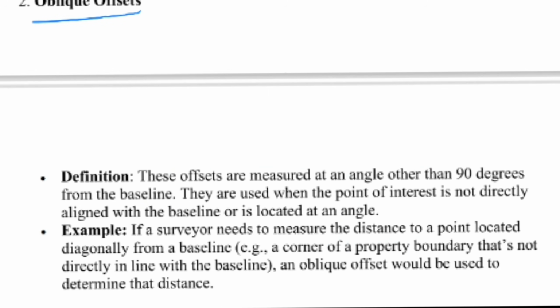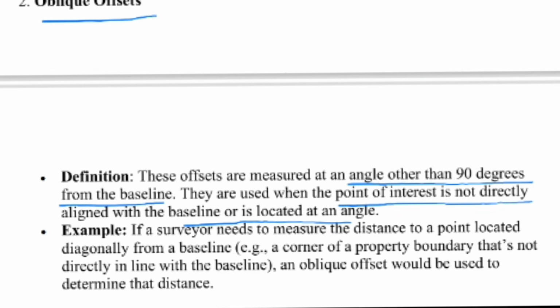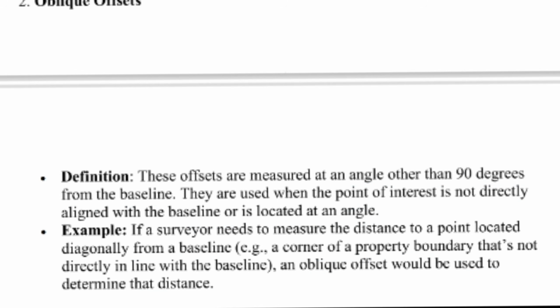Coming to the oblique offset, you measure at an angle other than 90 degrees to the baseline. It is used where the point of interest does not align directly with the baseline, that is, a point diagonal to the baseline, such as a corner of the property boundaries. You can use oblique offsets to determine the distance.